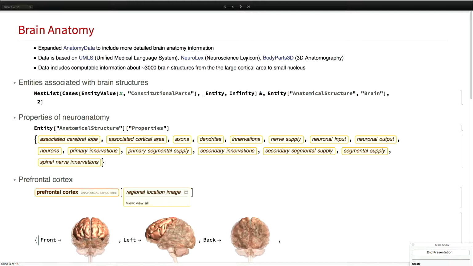So starting off with brain anatomy, we have expanded existing anatomy data to include more detailed regional brain anatomy information. And our data is based on UMLS and NeuroLex. Both are lexicon type databases, and the last one, Body Parts 3D, provides our graphics 3D models. And just to remind you again, all of the data and examples I'm going to show you are available through the entity framework.